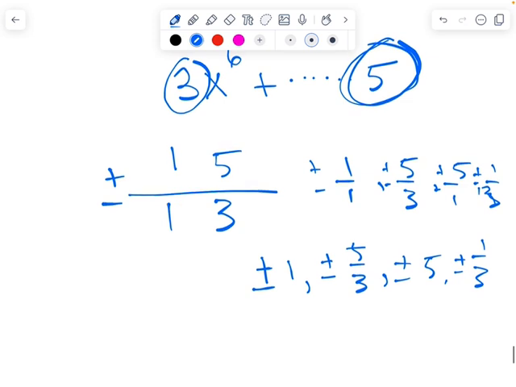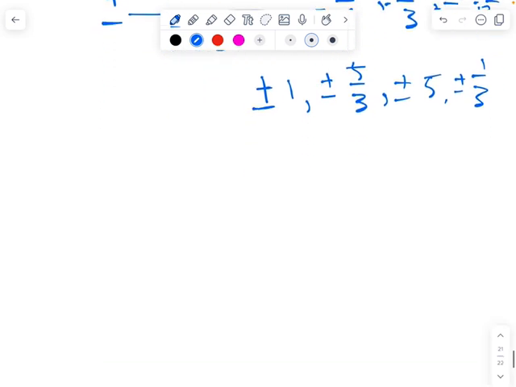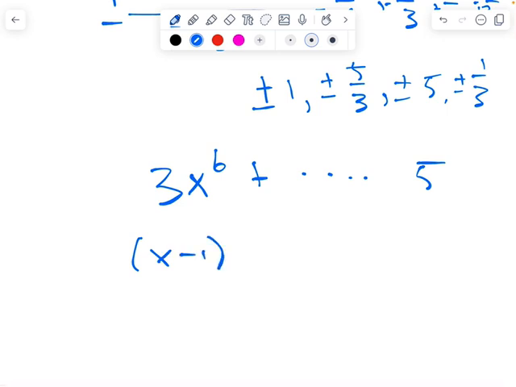So if you are factoring 3x to the 6 plus something something 5, then if I was using synthetic division, those are the ones that I would try. I would try dividing it by an x minus 1. If that doesn't work, try dividing by x plus 1. If that doesn't work, try dividing it by x plus 5/3, and so on and so forth.